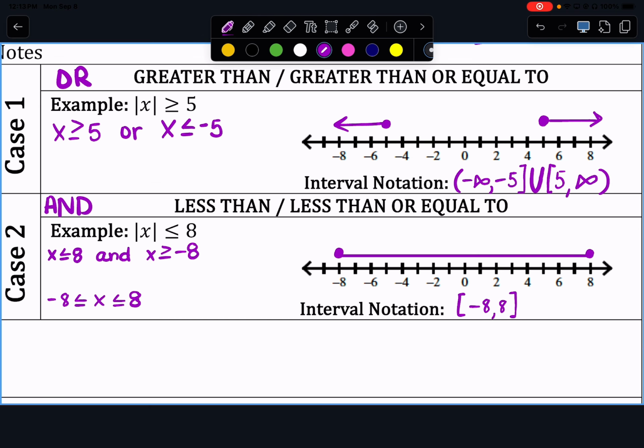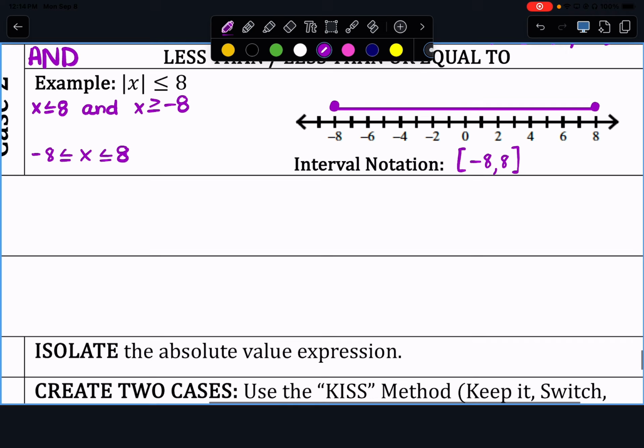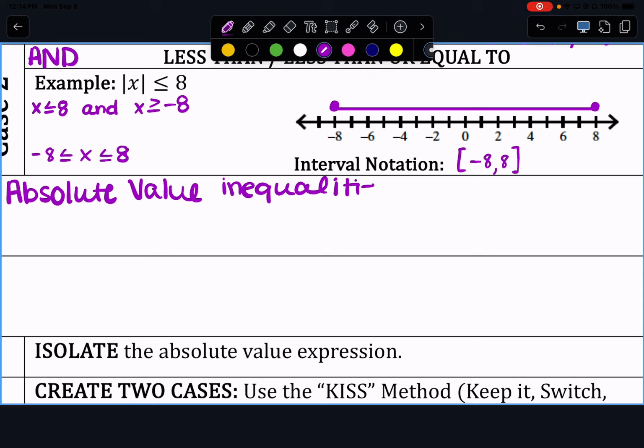So we're going to look at this next little part right here, and we're going to look specifically at this first section. It says, what does this mean? Okay, in the first blank, we're going to put that absolute value inequalities are really compound inequalities.